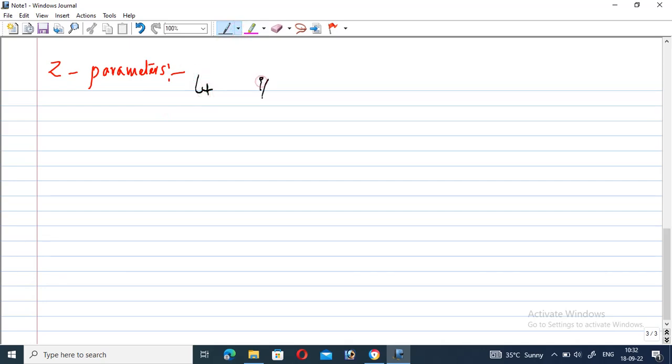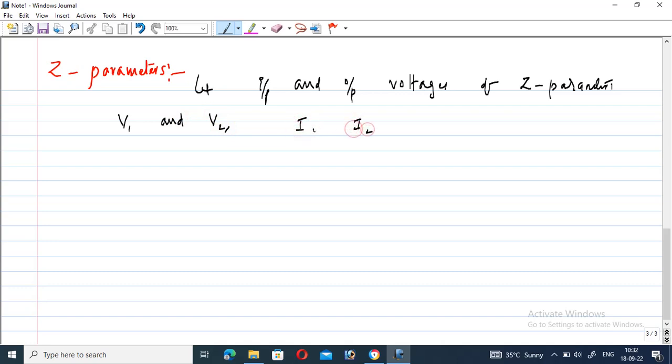are V1 and V2, as well as currents I1 and I2. So these are the representation for voltages and currents in the case of the Z parameters. We know that generally Z parameters can be represented in the format V is equal to Z into I.